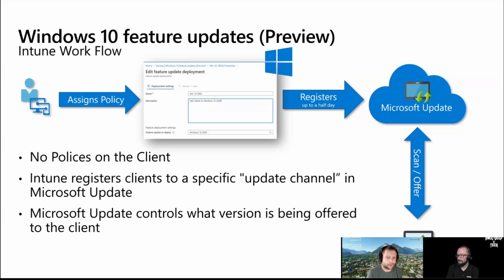Whenever you assign that policy, it joins your Azure AD device with the telemetry data, and then registers that device to Windows Update. That usually takes up to half a day. I think in the official docs we even say a day. Once that has happened, the next time the machine comes back online and does a scan, it will only be offered the updates from the build you have set it to, in this case 2004, for instance.